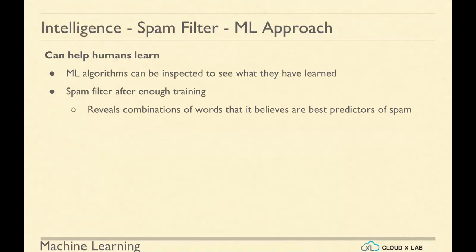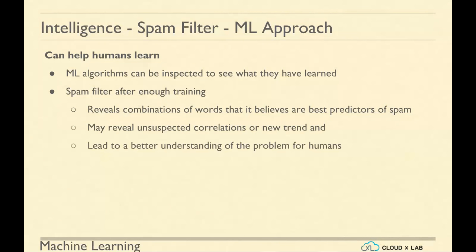We can take a look at what they have learned, and we will be able to figure out the combinations of the words that it believes are best predictors of spam. Maybe it comes up with things like, okay, all the words which are coming in this particular sequence are spam, right? So it may reveal unsuspected correlations that we never thought of.